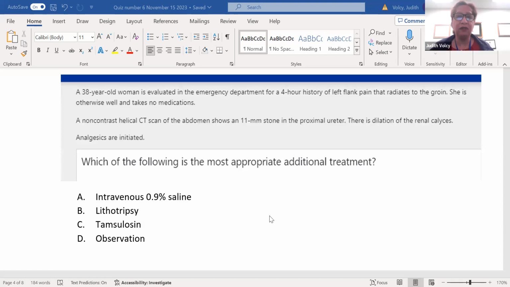When the stone is over 5 millimeters, like 6 millimeters, it only has about 50% chance of passing spontaneously. So even those might need urology on standby.